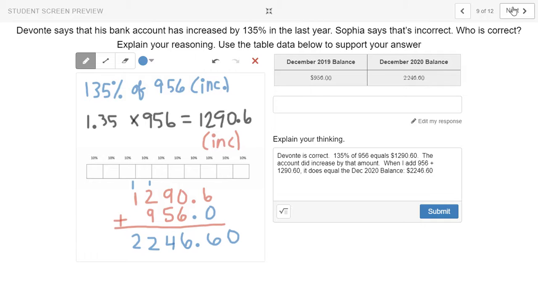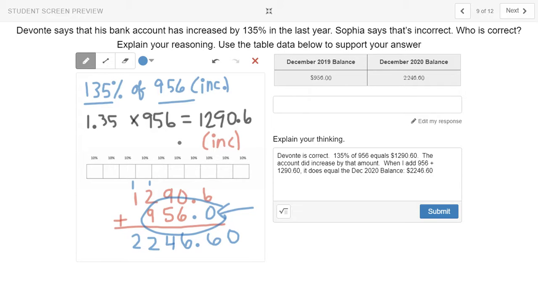Now, a faster way of figuring this out, let's say they're asking for the final balance. If they were asking for how much the account increased by, then you can use the original method I did here. But a faster way, so what I want you to think about is this. I multiplied 956 with 135%, and then I added the 956. So what percent is 956 of 956? It's 100%. So after I multiplied 956 by 135%, I added another 956 to see if that equals the final balance.